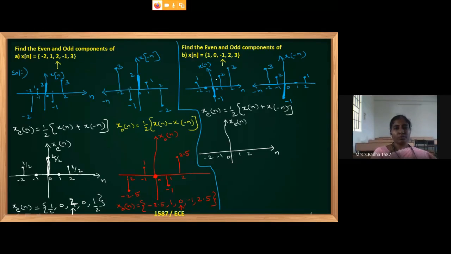What you have to do is add both diagrams and divide by 2. At the origin, minus 1 plus minus 1 gives minus 2, divided by 2, so the height will be minus 1 only. On the positive side you have 2 and in the second diagram 0, so 2 plus 0, divided by 2, so height is 1. Next point, it is 3, and the second diagram is 1. 3 plus 1 is 4, 4 divided by 2 is 2.